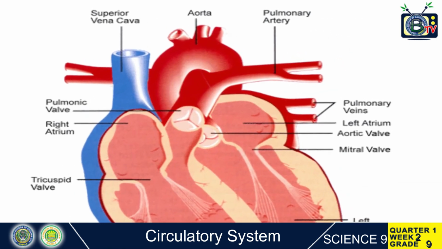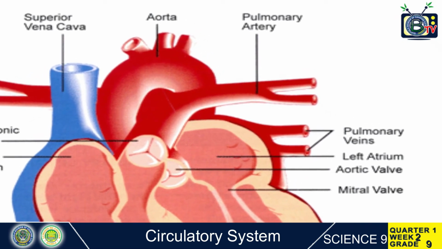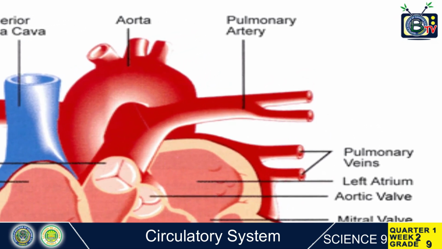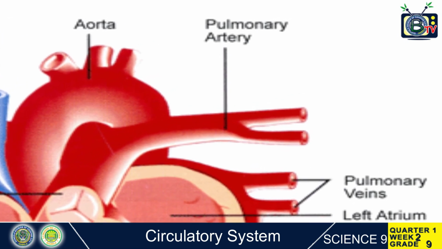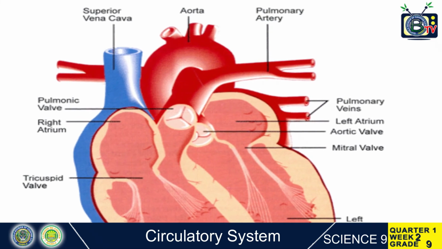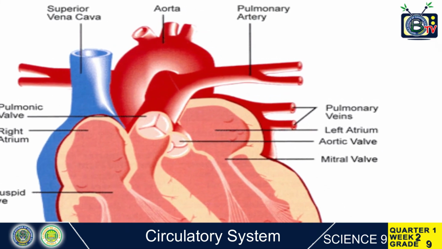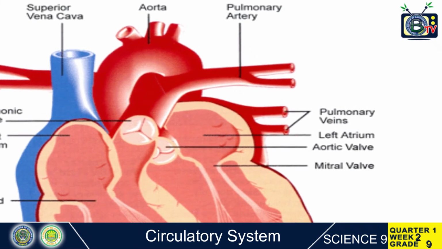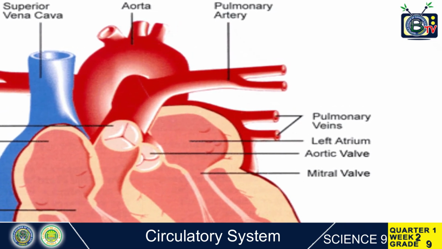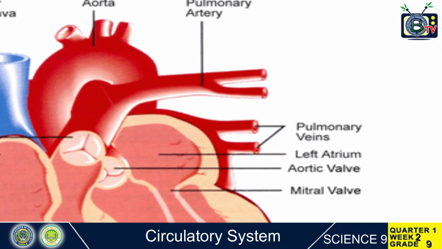The pulmonary artery carries the deoxygenated blood away from the right ventricle of the heart toward the lungs to be oxygenated. On the left side of the heart, the pulmonary vein brings oxygenated blood from the lungs toward the left atrium of the heart, and the oxygenated blood exits the left ventricle via the aorta and is transported to all parts of the body.